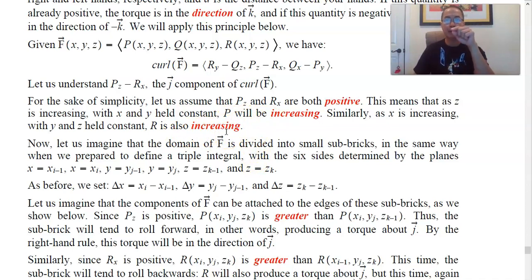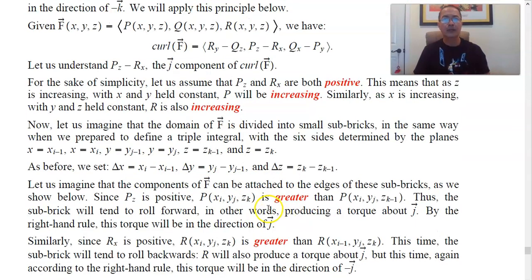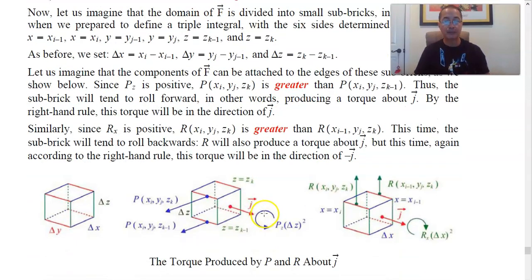But remember, P, Q, and R go along the axes. P is going along x towards you, Q is going along y to your right, and R is going up towards z. Let's pretend that, in the same way we do a triple integral, we subdivide a brick into small sub-blocks, sub-bricks. Remember that we have these partitions, so as before, we have delta x, delta y, and delta z.